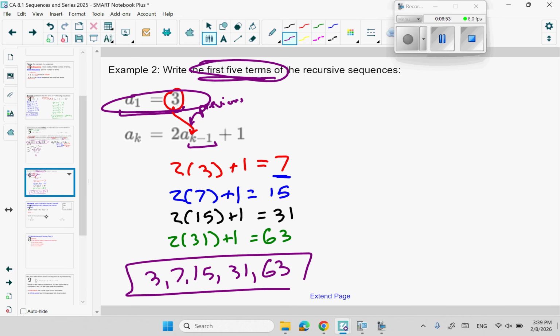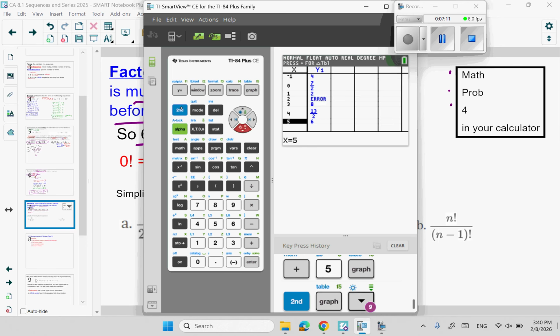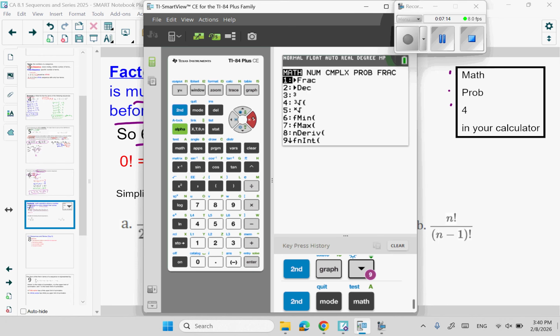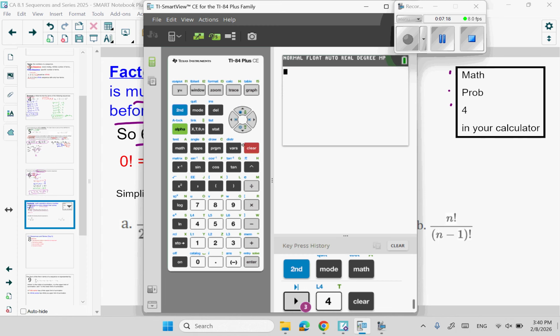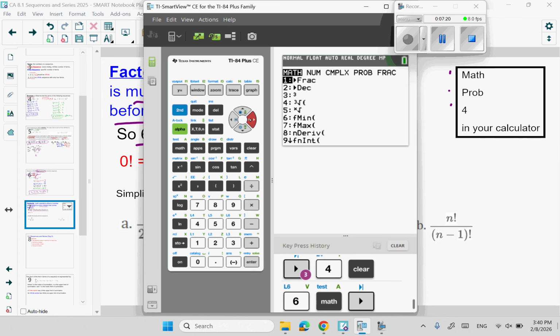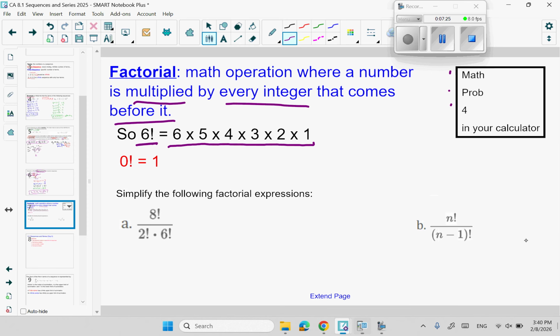Last thing we're going to talk about today are what are called factorials. A factorial is when you multiply by every integer before it. So for example, 6 factorial is 6 times 5 times 4 times 3 times 2 times 1. It's also found in our calculator right here: math, right arrow key over to prob, and 4. So if I were to find 6 math prob 4, 6 factorial, it'd be 720.